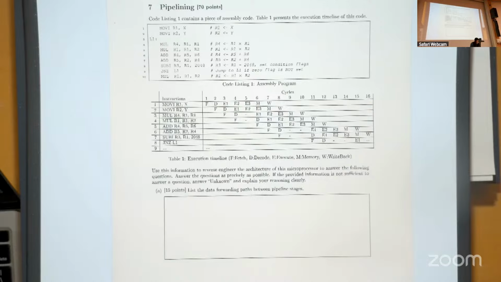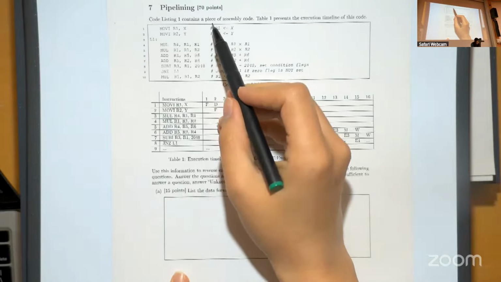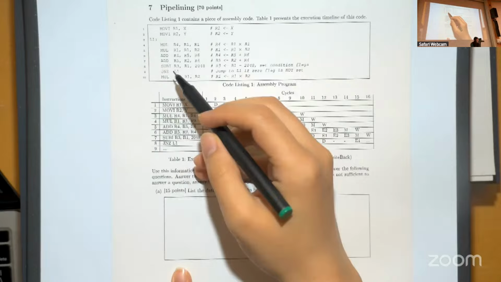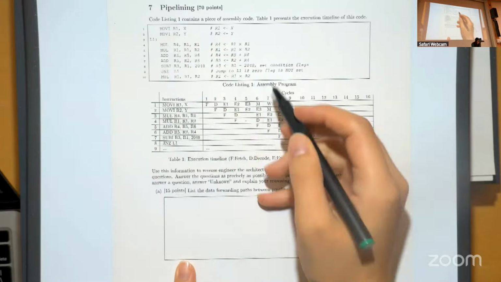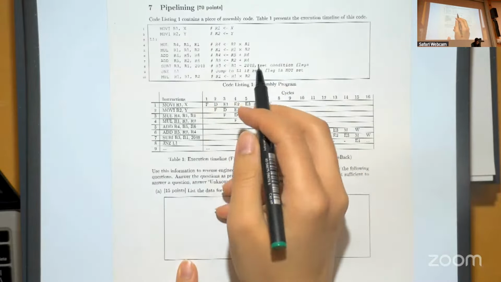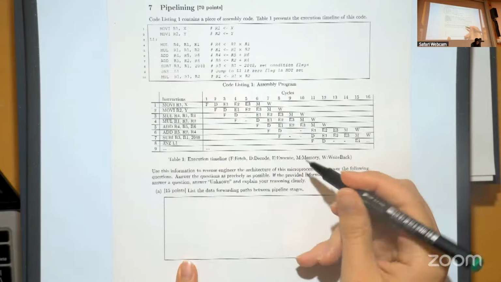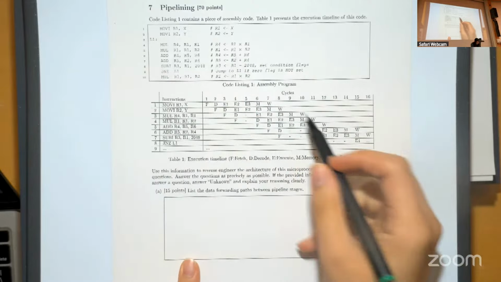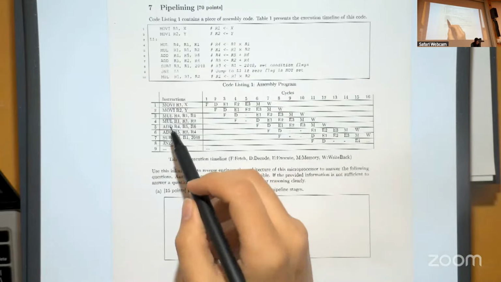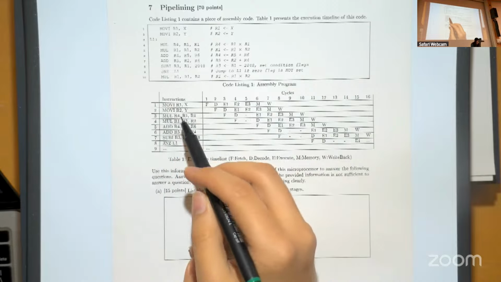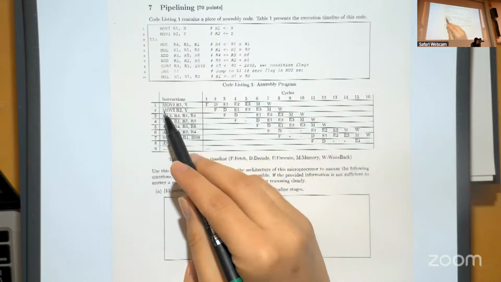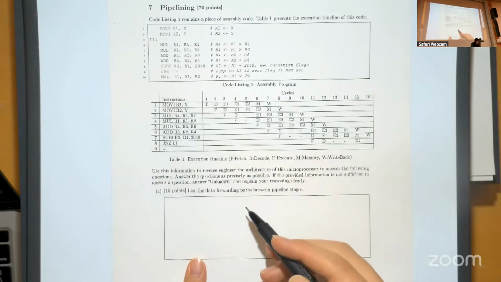Okay. Here we have a code listing which contains a piece of assembly code, and table 1 presents the execution timeline of this code. So right now we don't need to understand at this point what this code does, but it's described in this comment side if you're struggling with the instructions. So everything is basically explained in this part, like line by line. And next we have this execution timeline, which shows the pipeline stages that these instructions are in each clock cycle. For example, in the first one, we see that the first instruction is fetched, and then it goes through the pipeline and so on.